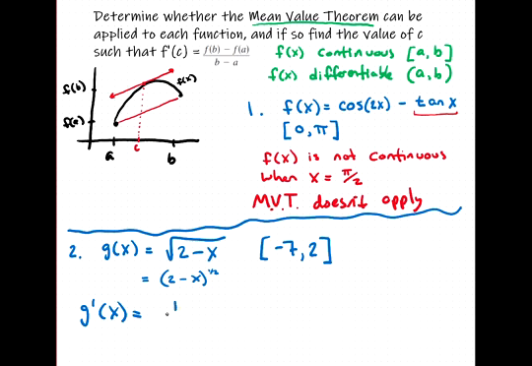So the 1/2 comes out front, decreases by 1 to negative 1/2, times the derivative of the inside, which is negative 1. So our derivative is negative 1 divided by 2 times the square root of 2 minus x. Now, is the function differentiable, or is the derivative defined between negative 7 and 2?